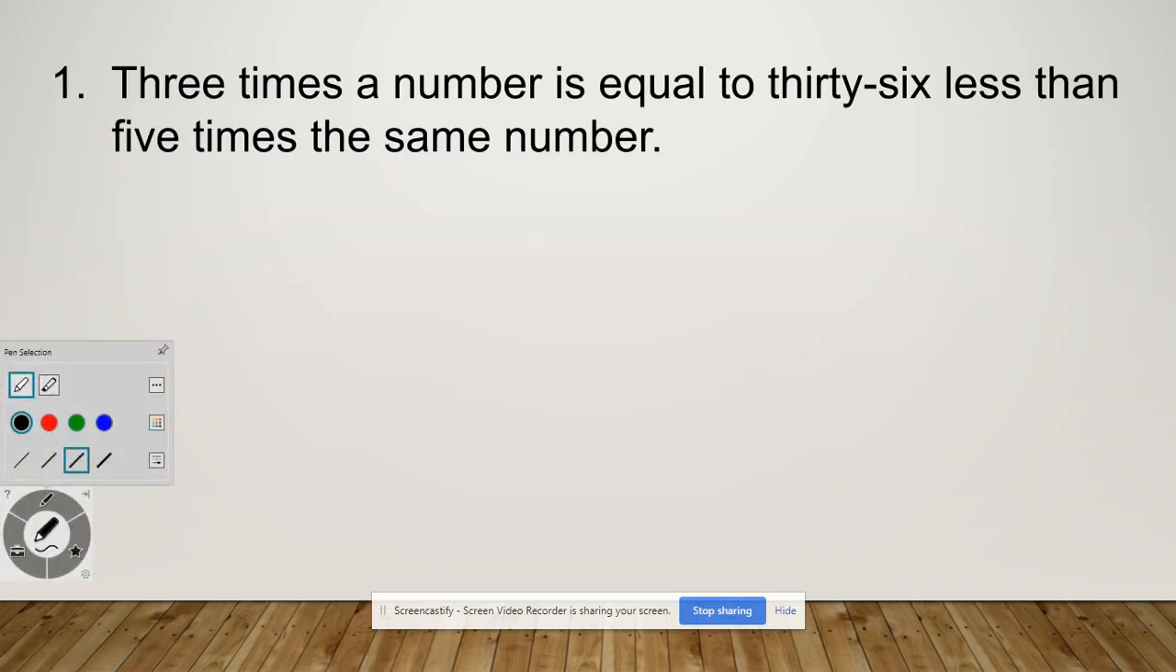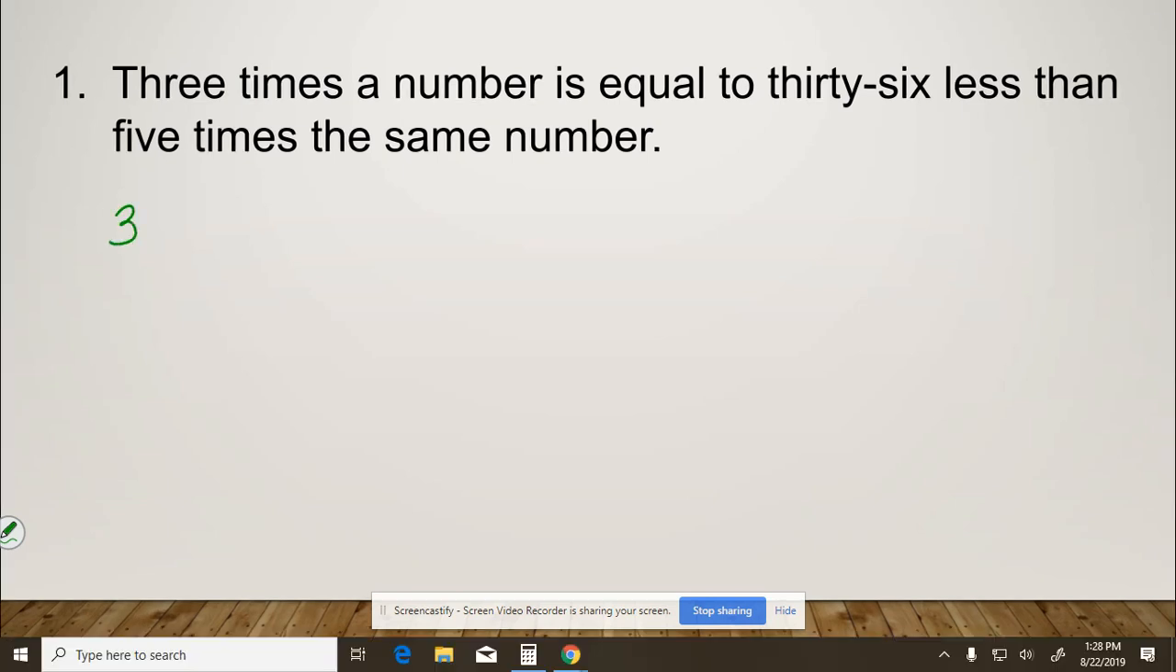Number one, 3 times a number is equal to 36 less than 5 times the same number. 3 times a number, so there's your 3n or 3x, up to you. If you don't want to use n, use x, that's fine. So 3 times a number is, where you put your equal sign, equal to 36 less than 5 times a number. Don't write 36 minus 5n. Remember, it's less than, so you flip it. It's 5n minus 36.